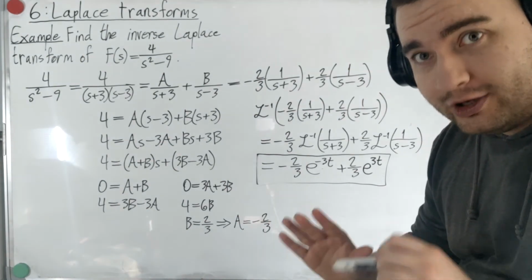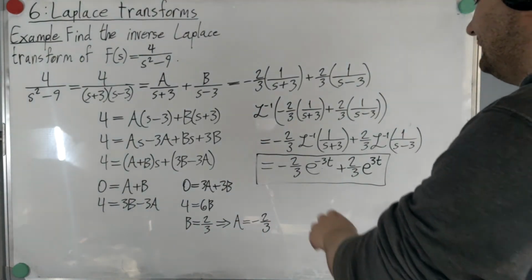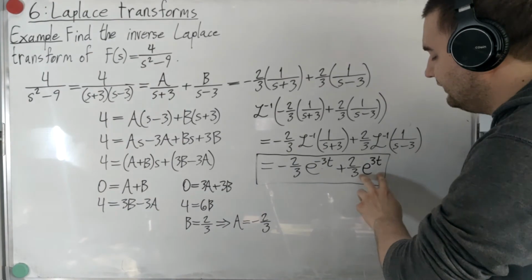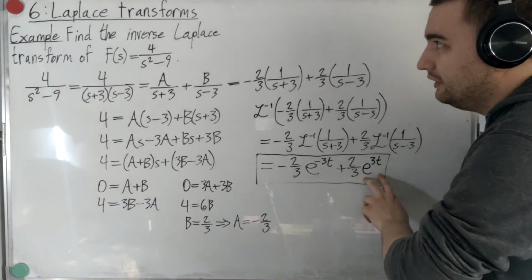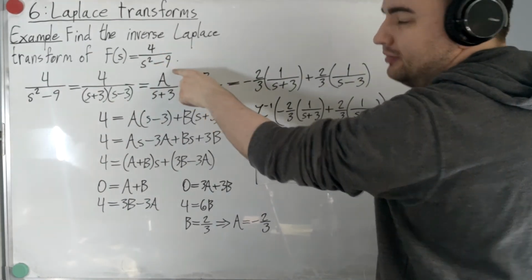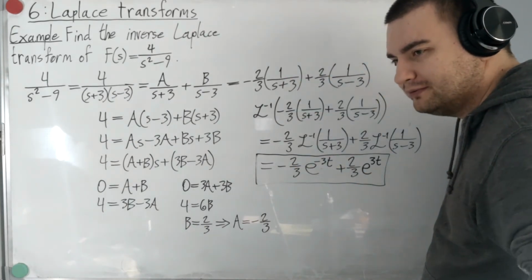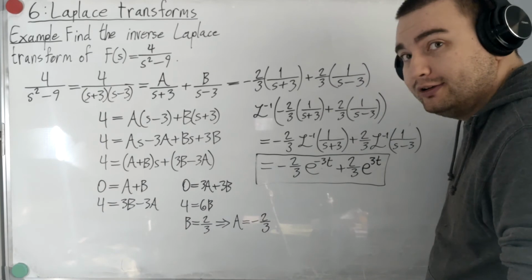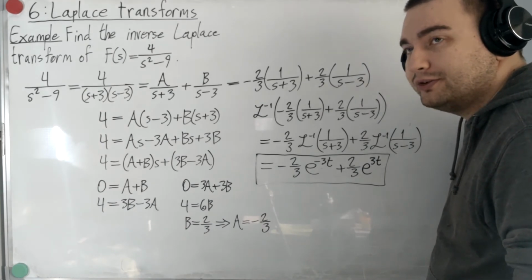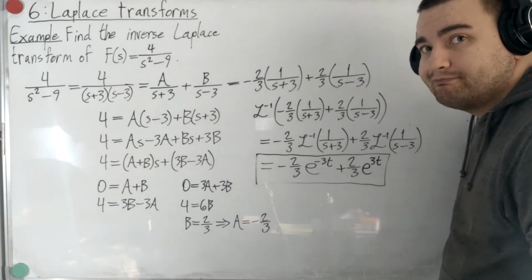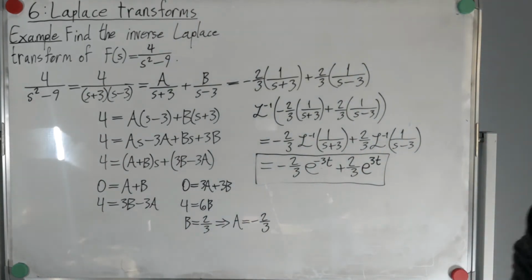In other words, what I am saying is that if you take the Laplace transform of this function right here, what you'll get is 4 over s squared minus 9. After doing some math involving finding a greatest common divisor for the denominators. Okay?